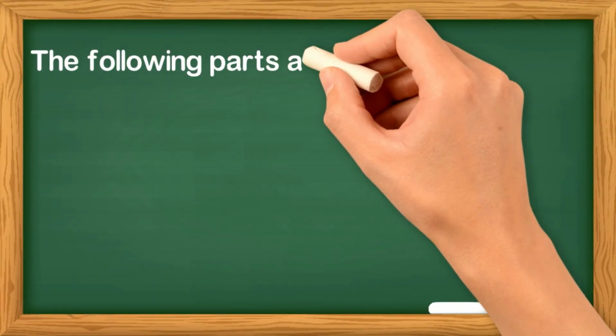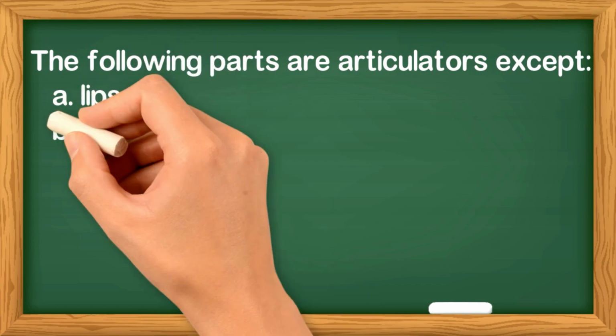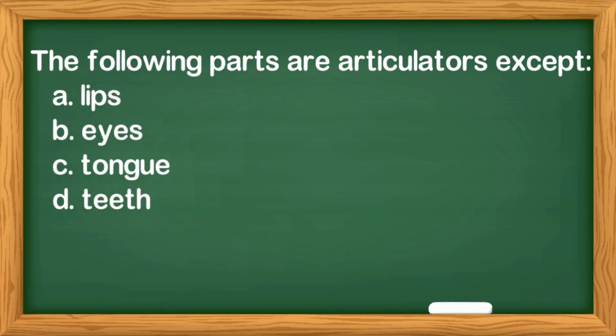Before we start, what I am about to do first is to test your prior knowledge of the topic based on your responses. Kindly write all your answers in your notebook. Can we start? Let's begin. The following parts are articulators, except A. Lips, B. Eyes, C. Tongue, D. Teeth.